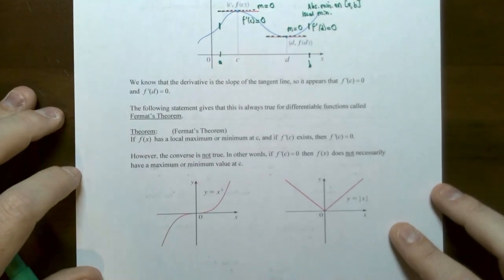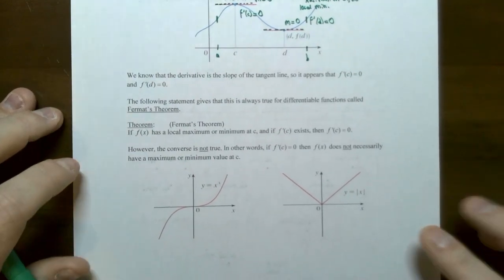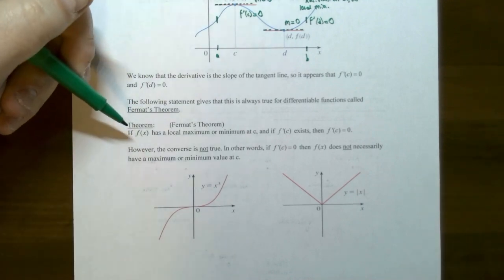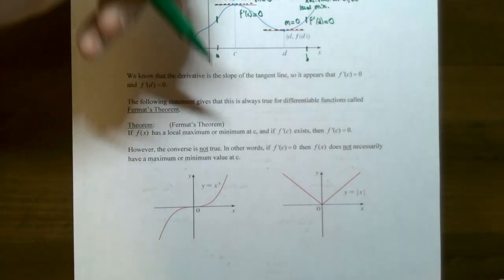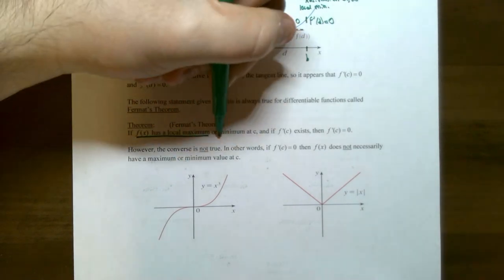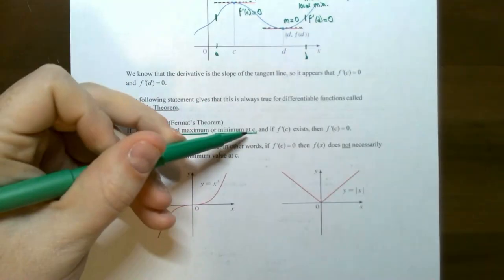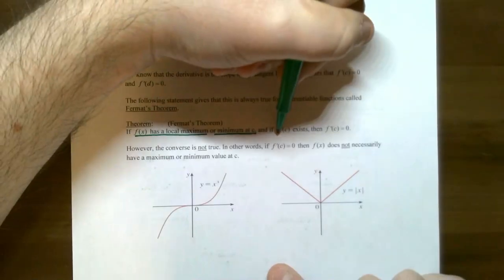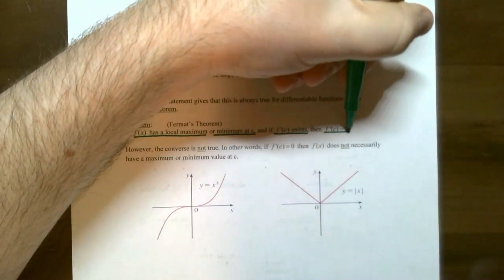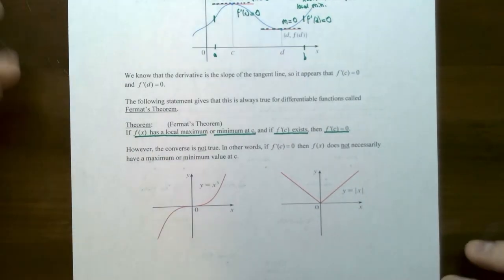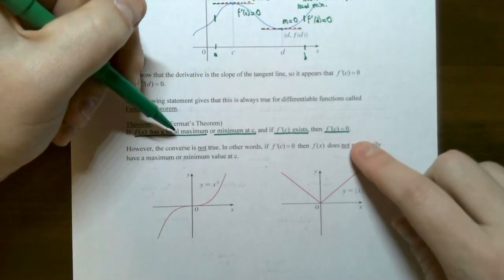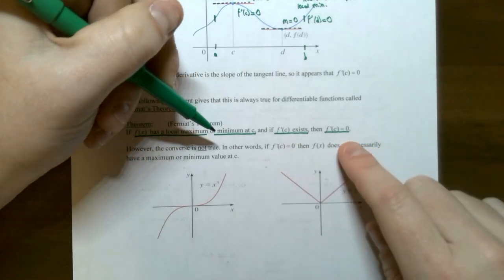So this is what's called Fermat's theorem. Fermat's been known since the 1700s. He discovered this fact about local max and local minimum values. A function has a local max or a local minimum at x equals c if the derivative exists at c and the derivative is equal to 0 at c. So the slope of the tangent line is 0. If you have a local max or a local min, that tells you that you have a horizontal tangent line.